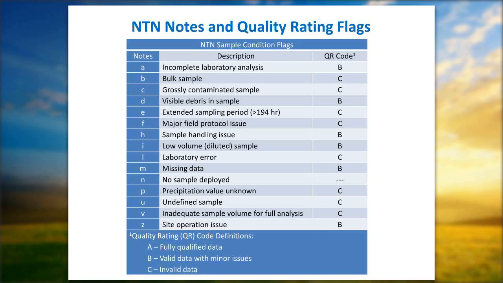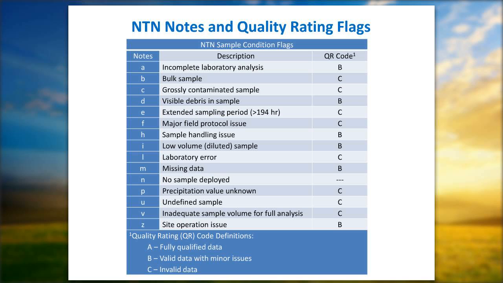The D code indicates visible debris in the sample. So all samples with visible debris will have a D code and will have at a maximum a quality rating code of B. Those where the chemistry is also thrown off might receive the C code or be indicated as being grossly contaminated. So D and C really kind of go together there.